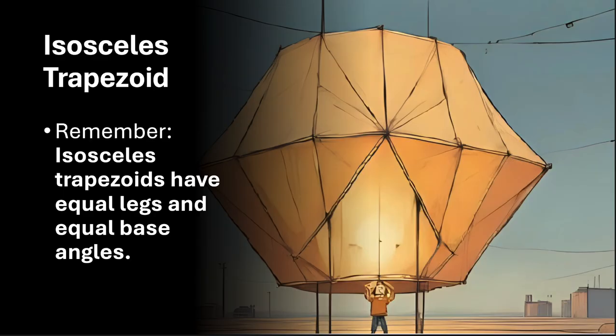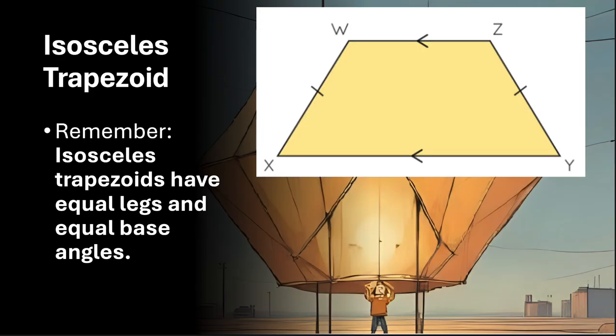So the boy once built a paper lantern for a school project. The sides had to be perfectly equal or else the lantern wouldn't be balanced. When both legs turned out equal, the shape became beautifully symmetrical. An isosceles trapezoid. So remember, an isosceles trapezoid has equal legs and equal base angles.